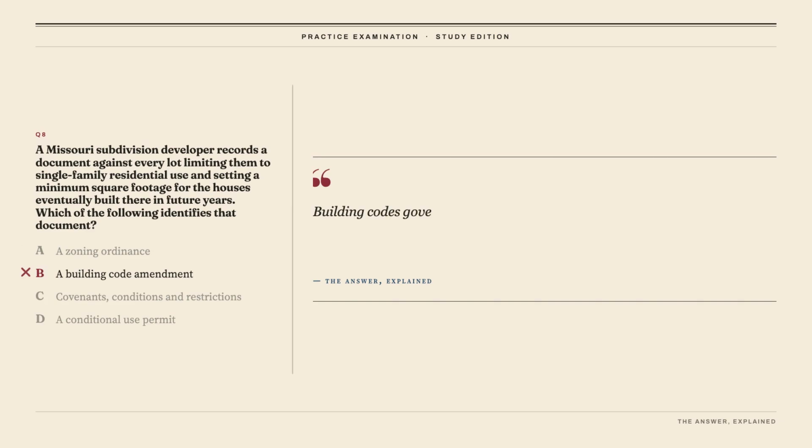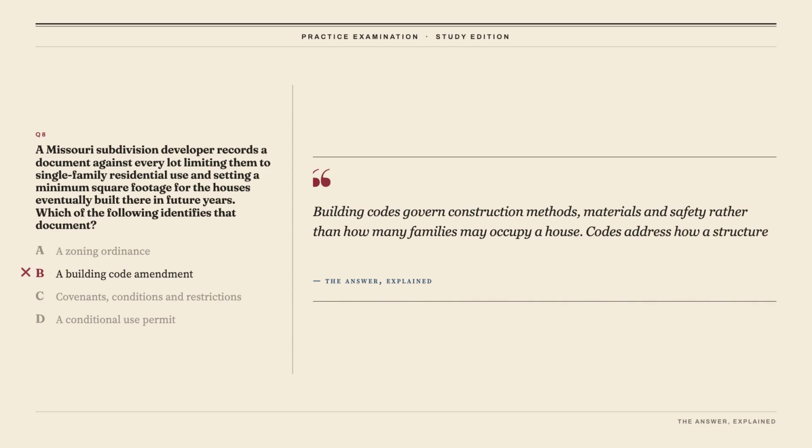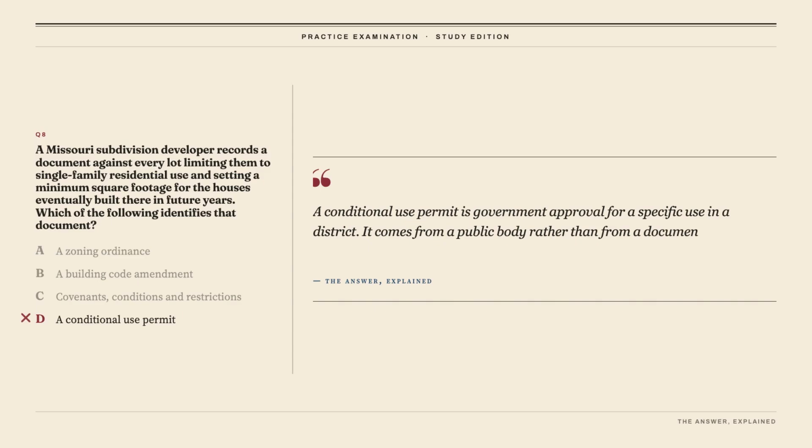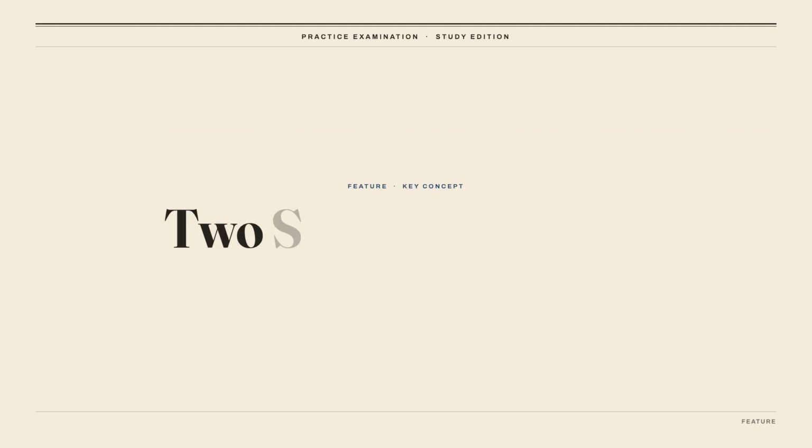B is wrong because building codes govern construction methods, materials, and safety rather than how many families may occupy a house. Codes address how a structure is built. D is wrong because a conditional use permit is government approval for a specific use in a district. It comes from a public body rather than from a document the developer records.